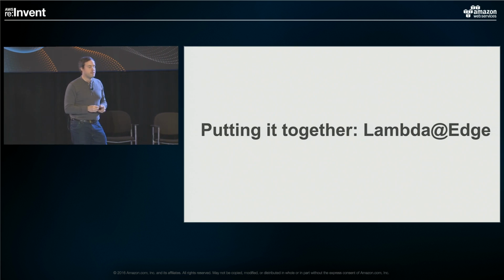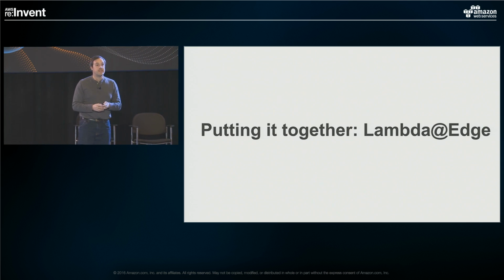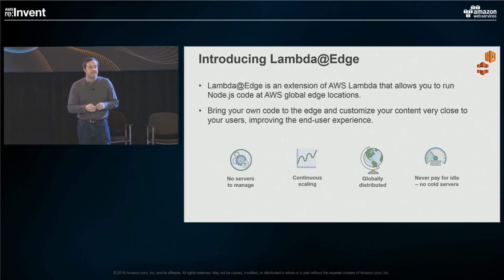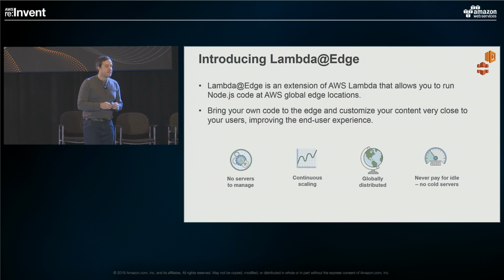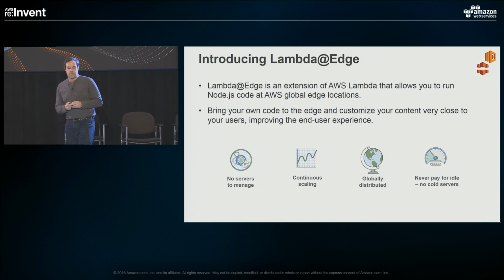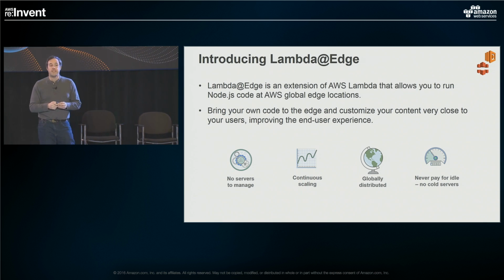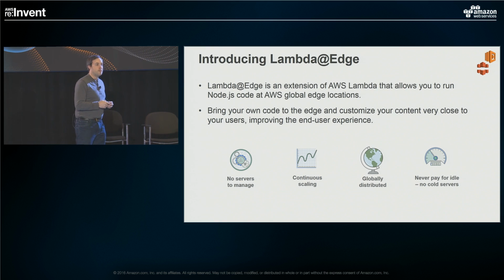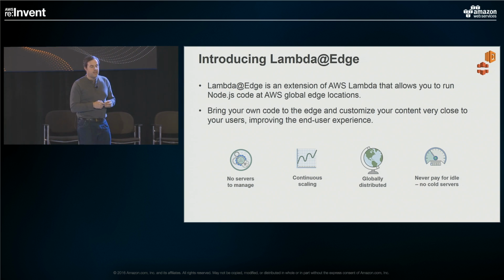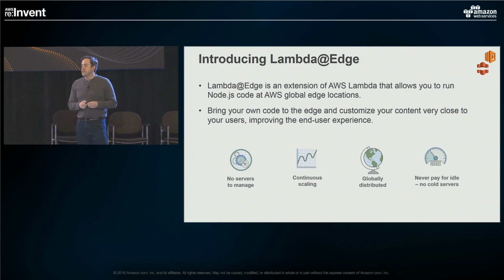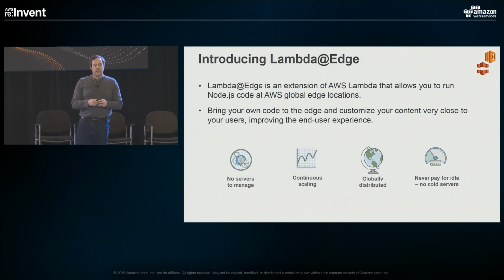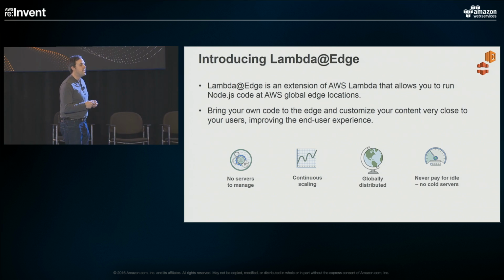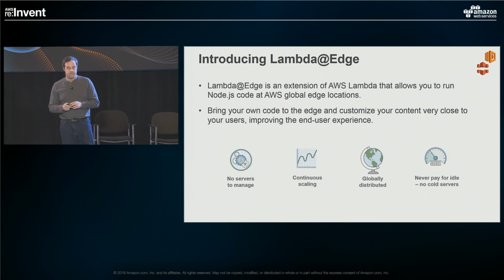So putting this all together is where we get to Lambda at the Edge. It's an extension of AWS Lambda that allows you to run Node.js code at AWS global edge locations. It is a Turing-complete environment allowing you to execute arbitrary code and import third-party libraries and write code in, say, your home region in Northern Virginia, and then deploy it seamlessly across all of our edge locations with the click of a button.